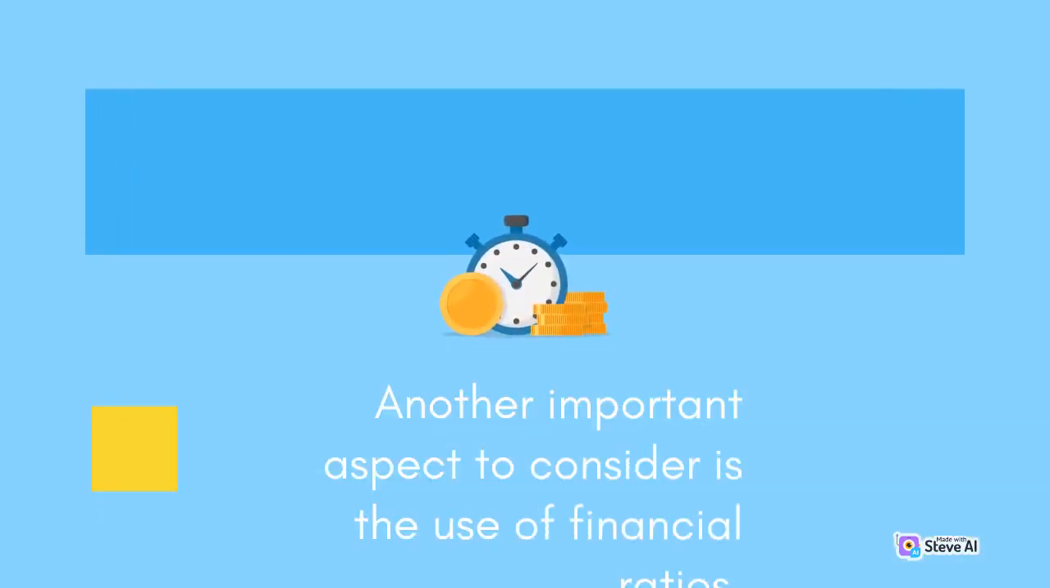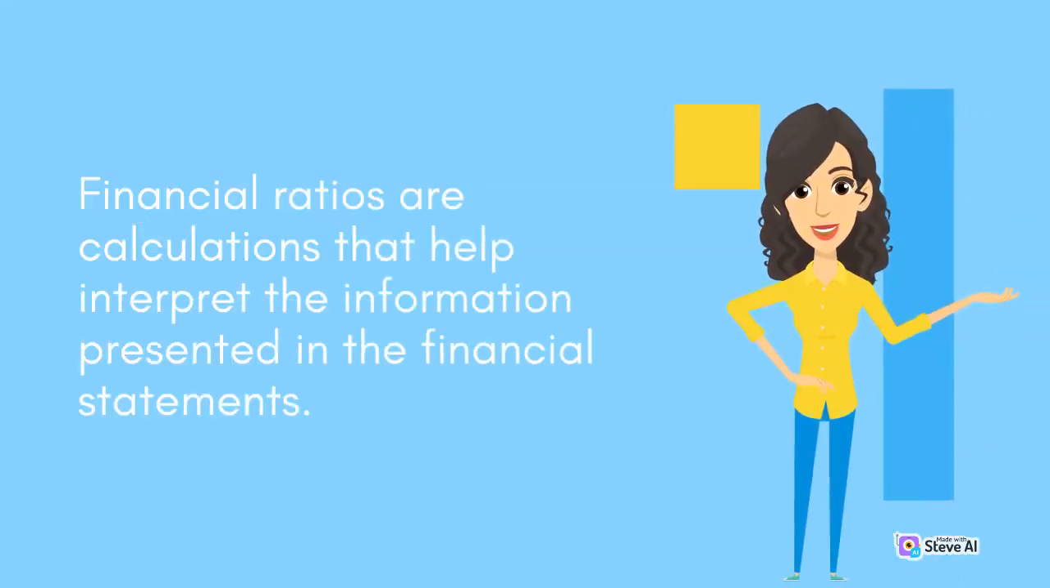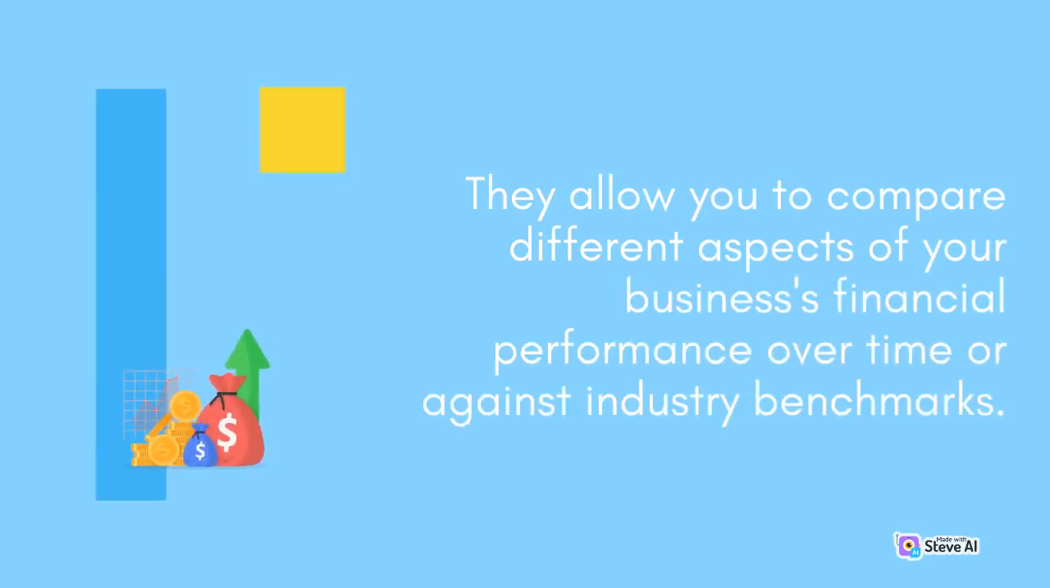Another important aspect to consider is the use of financial ratios. Financial ratios are calculations that help interpret the information presented in the financial statements. They allow you to compare different aspects of your business's financial performance over time or against industry benchmarks.